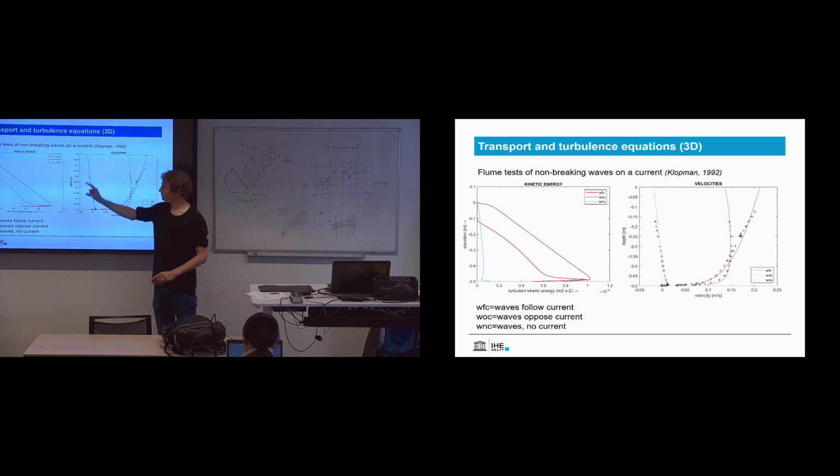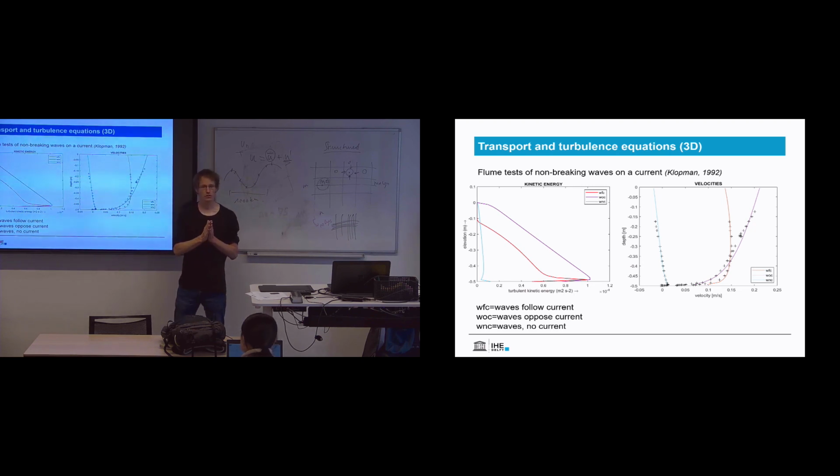These tests were done at Delft Hydraulics at the time. They took a flume and put a wave on it. Then they pumped water in the wave direction, and they pumped the water against the wave direction, and they also did it with just the wave in the flume. At the same time they measured the velocities, which are all these crosses that you see here. And what they saw is that the shape of the velocity profile depended on whether the waves were traveling against the current, following the current, or whether there was no current.